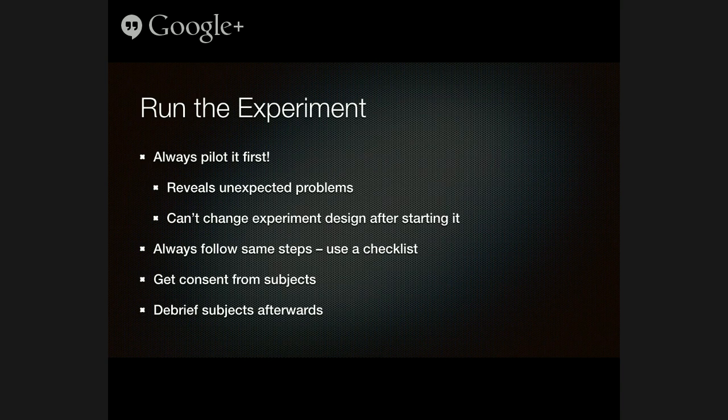Get consent from subjects, which we'll talk about a little bit more in a second, and then always go through a process of debriefing your participants and tell them kind of what you were looking for and what you hope to learn from the study and things like that. The goal is to make people feel like they're on your team, not that you're just poking at them as lab rats, but that they're involved in the process of research.